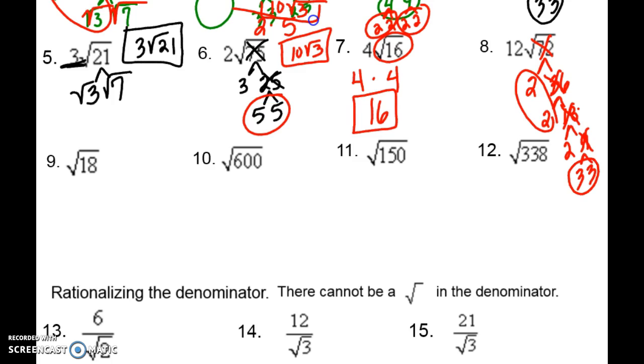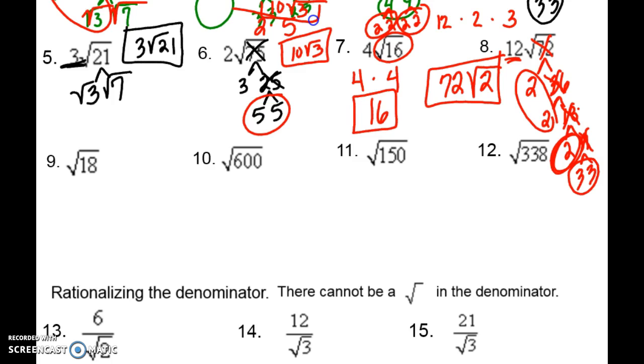So I get a 3 that gets to come out. I have a 2 that gets to come out. And I already have a 12 that's outside. What's 12 times 2? 24 times 3? 72. And then what has to stay inside the house? The 2 right here, that's all by itself.